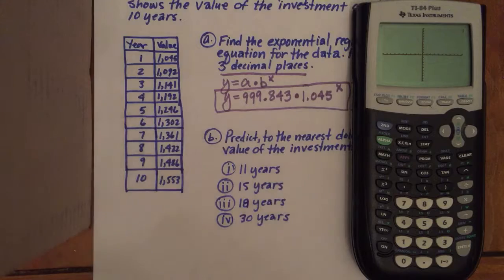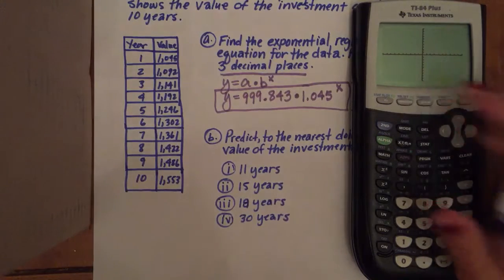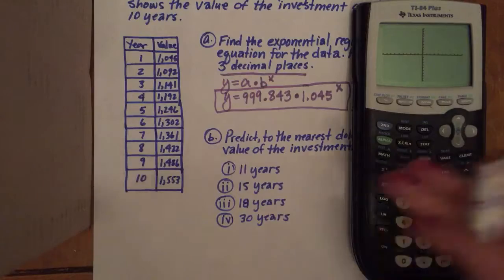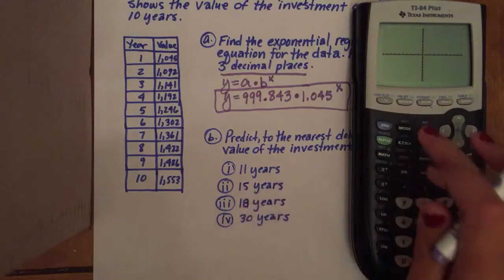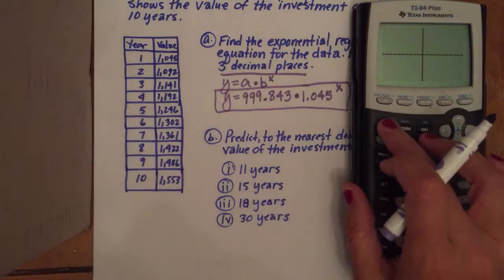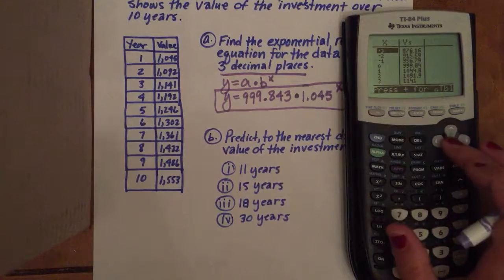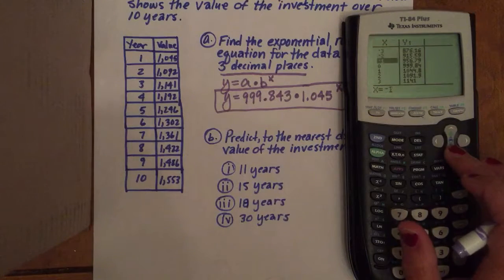Now, I don't necessarily need to see the graph, and in order for you to see the graph, you actually have to recalculate your window and go to Format and change your window around to fit your values. But we don't need that here. We're going to use the table to find our predictions. So I'm going to hit Second Graph, and that takes me to the table. So now I can see the table of all my values.